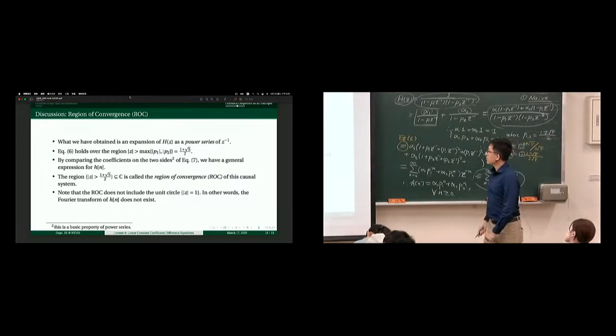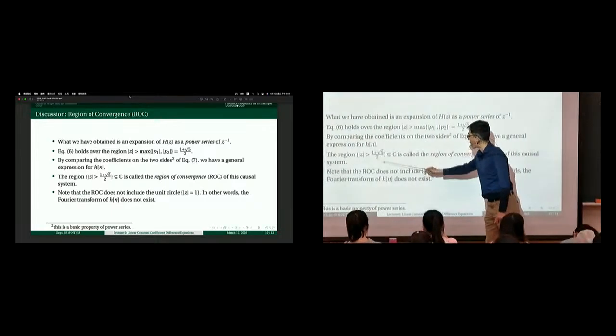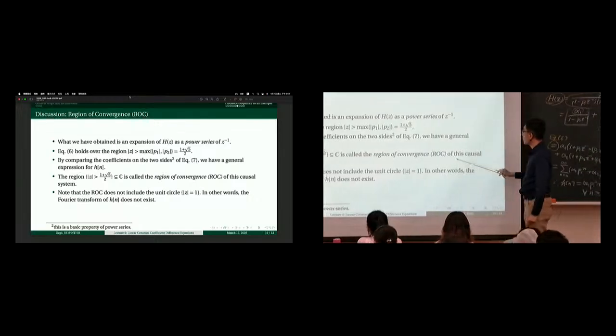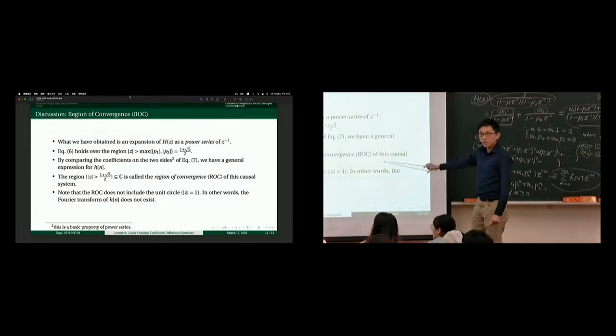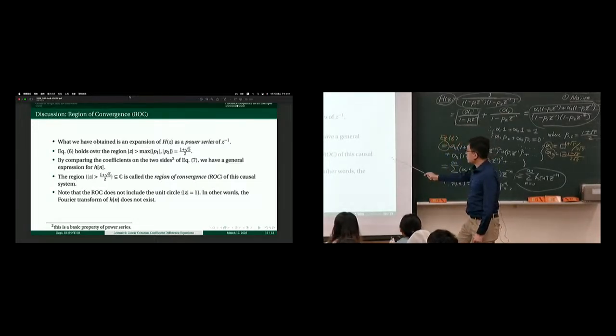So if we can agree on that, that's what I've been saying. In this case, z greater than that radius on the complex plane is called the region of convergence, or ROC. Okay, not kidding. ROC, Republic of China. Yeah, region of convergence for this causal system. And the next thing now addresses Fourier transform and stability.